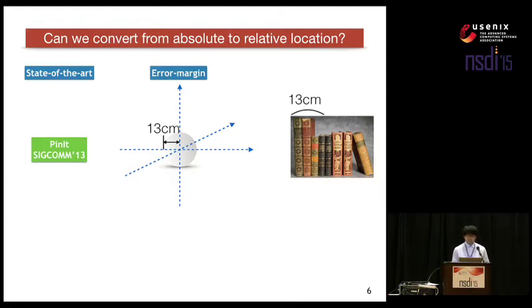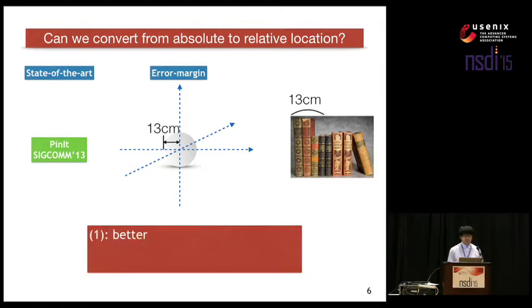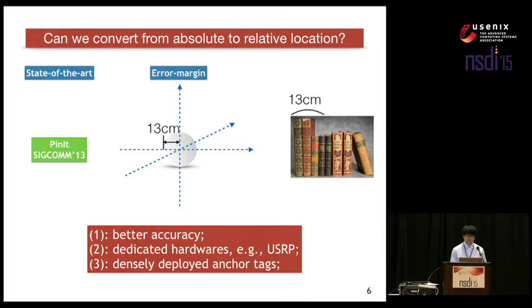However, the error margin of 20 centimeters will still place one book several books away from its desired place. Besides, such a scheme also requires densely deployed anchor tags and dedicated hardware like the USRP. So it is also unsuitable for translating into the relative location.